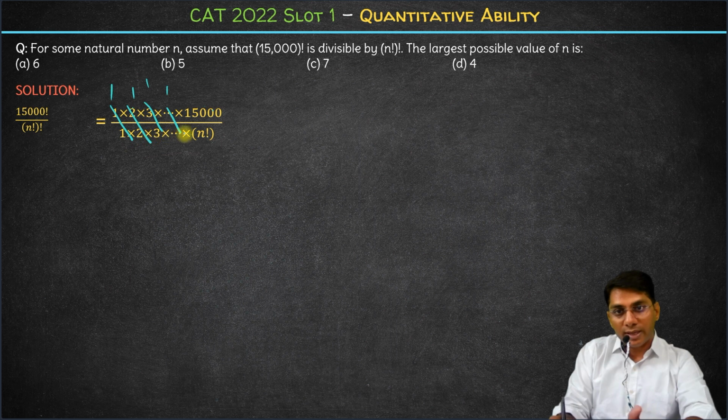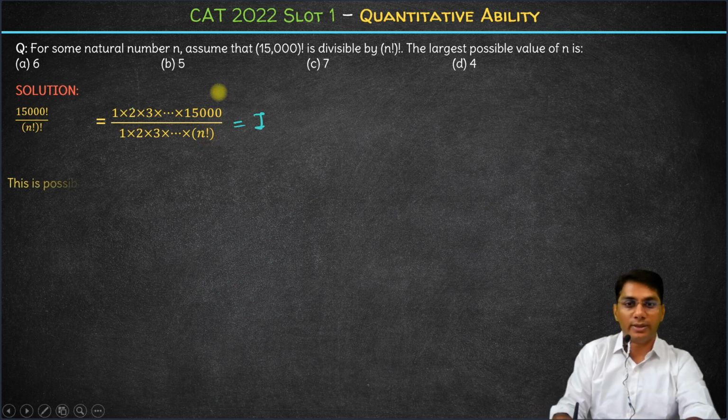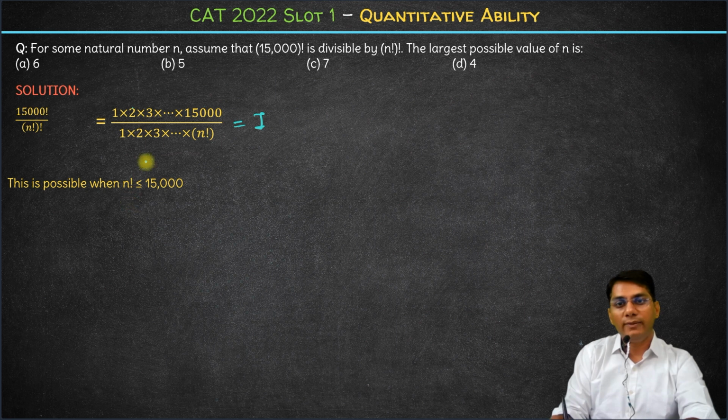So the number of natural numbers here is n factorial and the number of natural numbers here is 15,000. So for this to be completely divisible, or this to be an integer, n factorial should be less than or equal to 15,000. This is the only way you'll get this division to be an integer. Now let's see which is the highest possible value of n for which n factorial is less than or equal to 15,000. Let's check options.